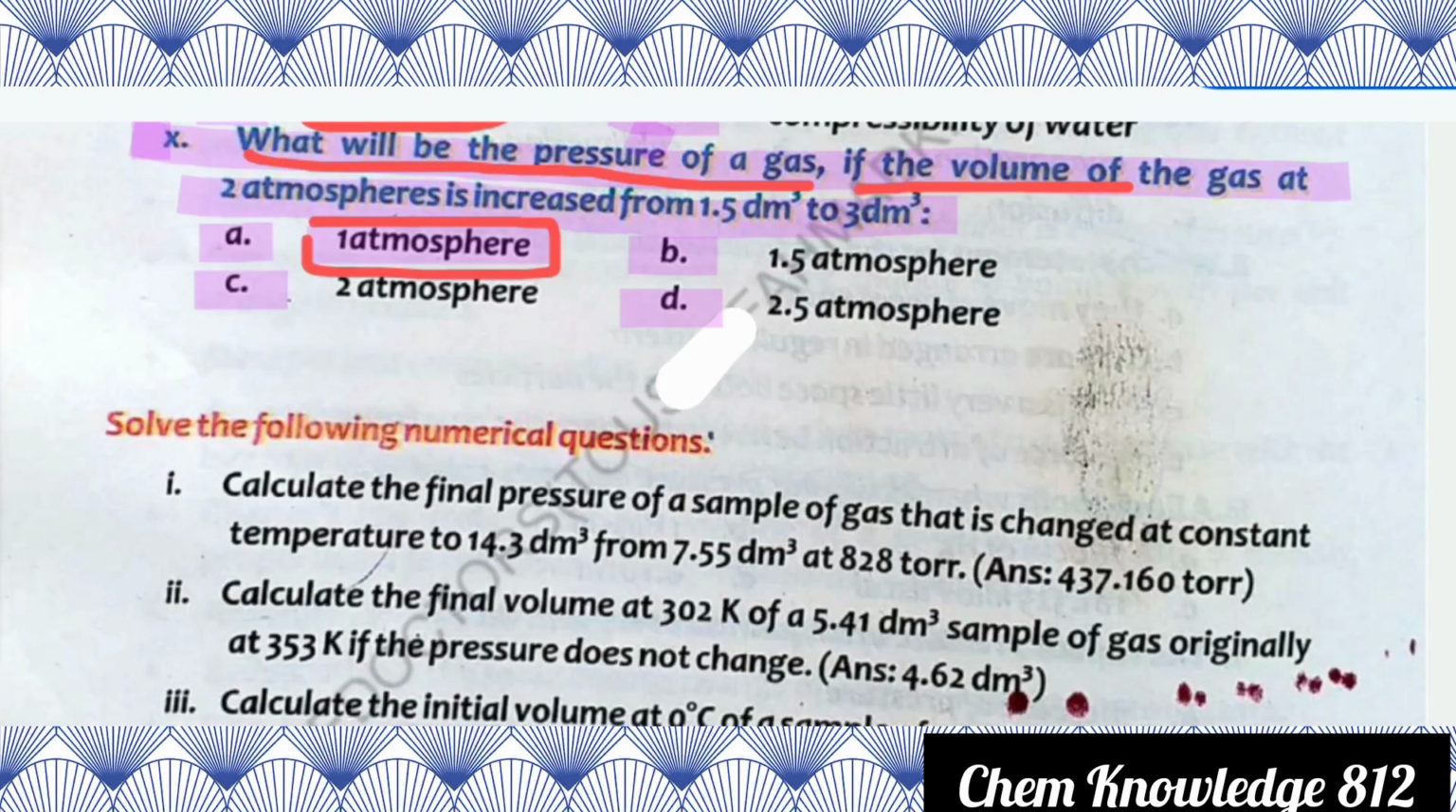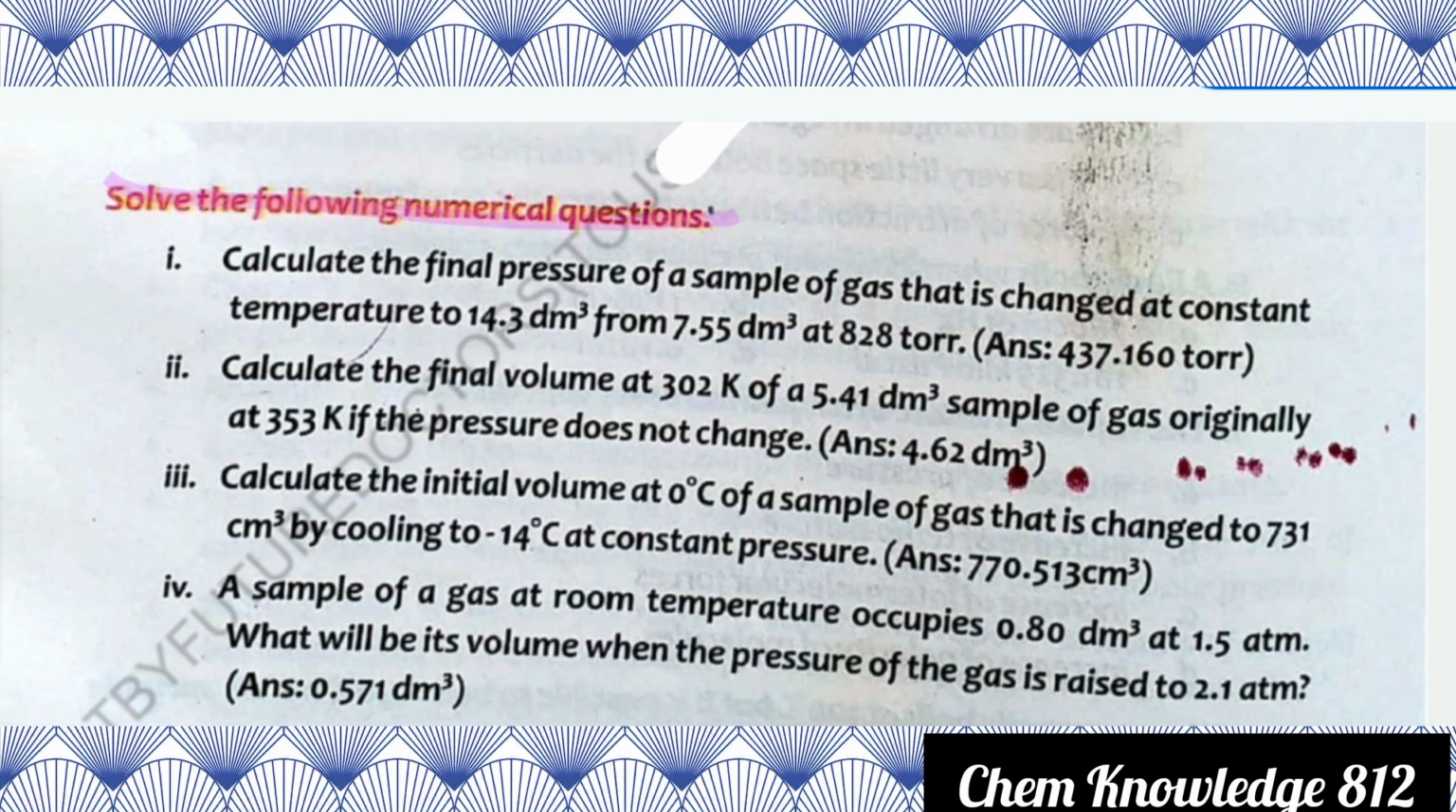Now you will have to solve the following numerical questions. The first one is: calculate the final pressure of a sample of a gas that is changed at constant temperature to 14.3 cubic decimeter from 7.5 cubic decimeter at 8 to 8 torr. The answer will be 437.160.